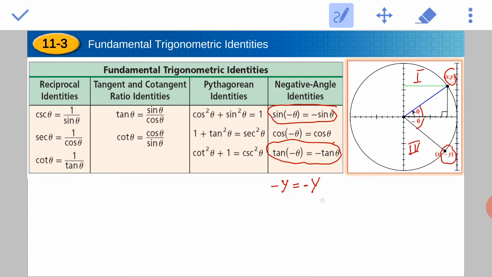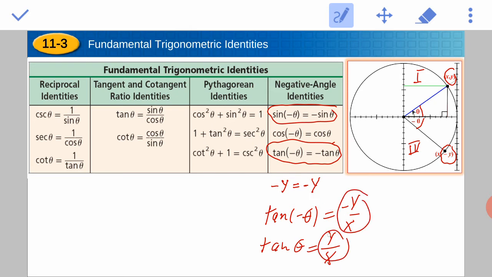And same with the tangent ratio. Guys, do you remember the tan angle theta? Tan of any angle is the y coordinate over the x coordinate. So tangent angle negative theta in quadrant 4 is equal to negative y over x, because y is negative. What about tan angle theta? Tan angle theta in quadrant 1 is just y over x. So what is the relationship between this quantity and that quantity? They are opposite to each other. So tangent angle negative theta is negative tangent angle theta.